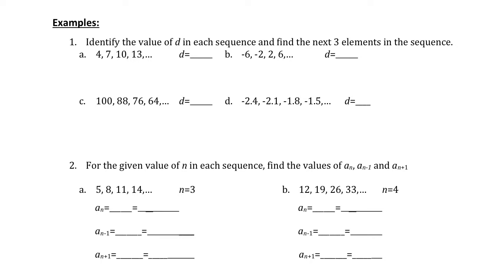So for example A, here we can see that if I go from 4 to 7, I'm adding a 3. From 7 to 10, adding a 3. And 10 to 13, I'm adding a 3. So simply my common difference is 3. Then it does say to find the next 3 elements. So if I keep adding 3, I'm going to get a 16, a 19, and a 22. So don't forget to do that second part, the next 3 elements.